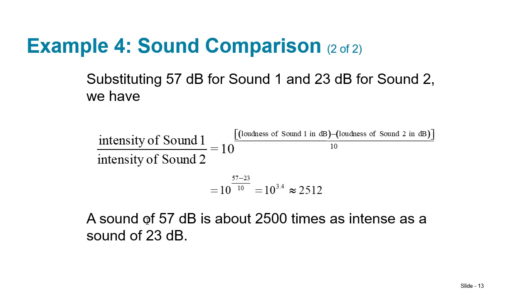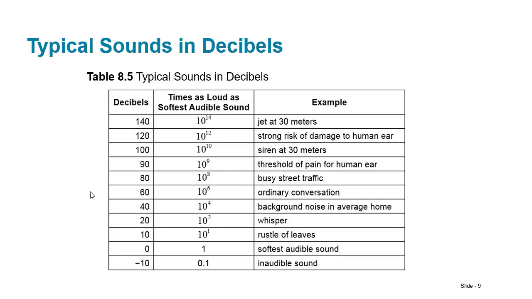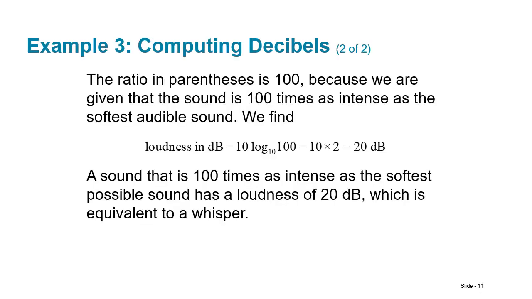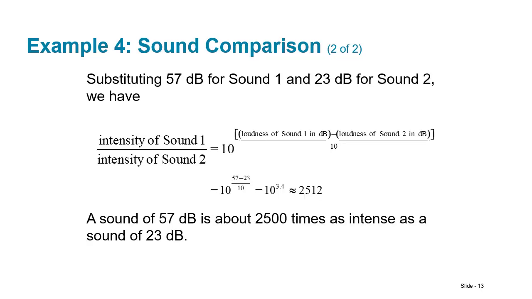So something that has a decibel reading of 57 decibels is about 2,500 times as intense as a sound of 23 decibels. So if we go back to our scale, 20 is a whisper, 57 is ordinary conversation. So they're saying ordinary conversation is roughly 2,500 times as intense.